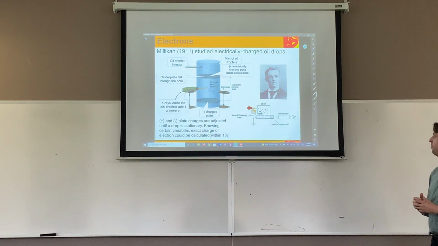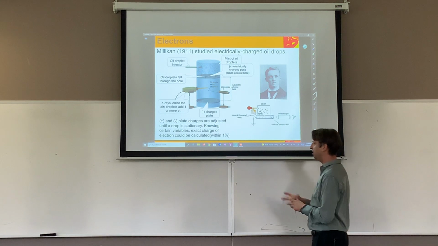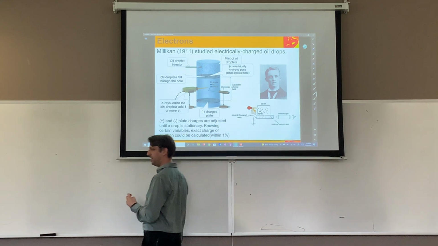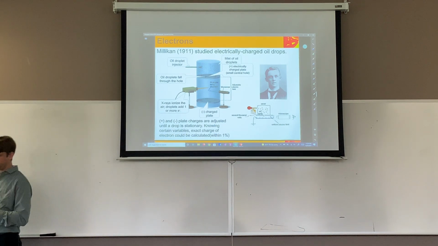But anyway, what they figured out is they were able to suspend some charged particles between positive and negative ends, and we were able to back out the calculation for an electron, which is what Millikan did.